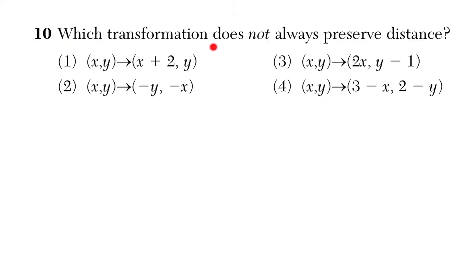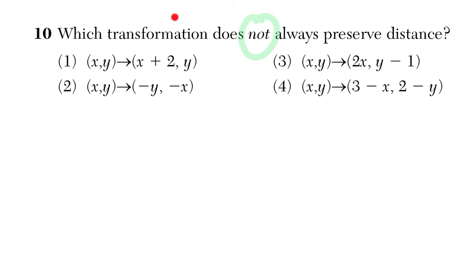Question number 10. Which transformation does not always preserve distance? And before I do anything else, I'm going to highlight the word not. I would encourage you guys to always circle that, because this means that 3 of the 4 options will preserve distance. 1 will not. We're looking for the one that is not like the other.